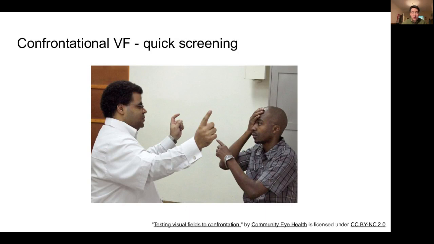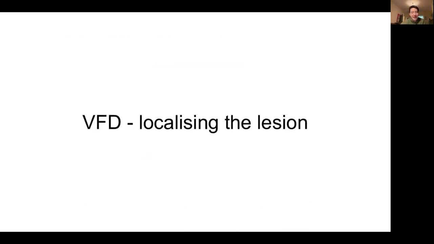It's a quick screening tool. It's for very gross visual field defects. There's more specialized equipment that you can use if you want to closely map visual field defects change over time, but that's not the kind of thing that we'd probably use on a ward. And as the neurologists like to say, visual field defects are all about localizing lesions. So thinking about at what level there's a problem that's causing the defect that we're seeing.